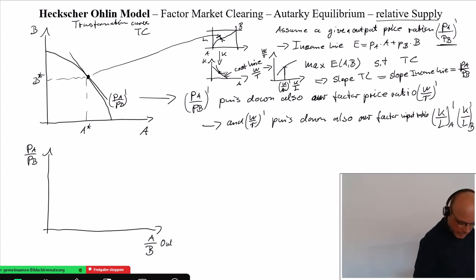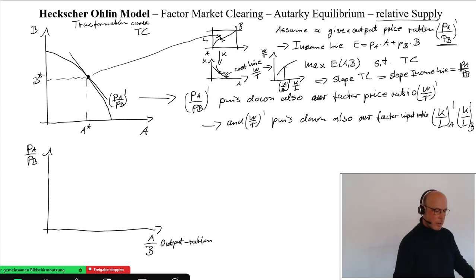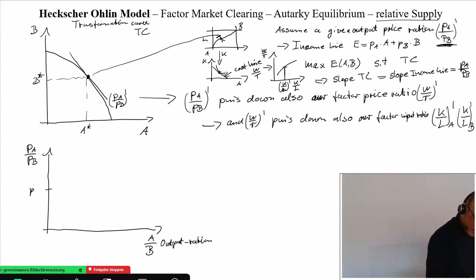So this is the output ratio. Because given our PA over PB prime, this is maybe somewhere here. This represents A star over B star. I should also not take star, but prime, sorry. If I take the ratio of this, this could be maybe here, A over B prime. So this would be some point.